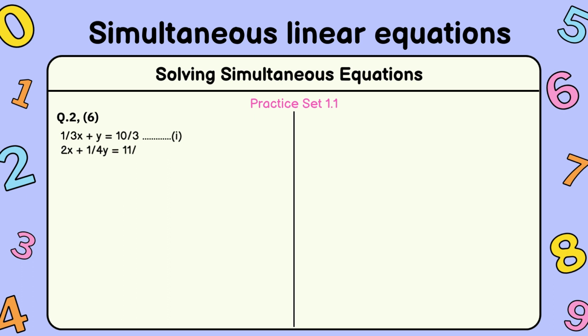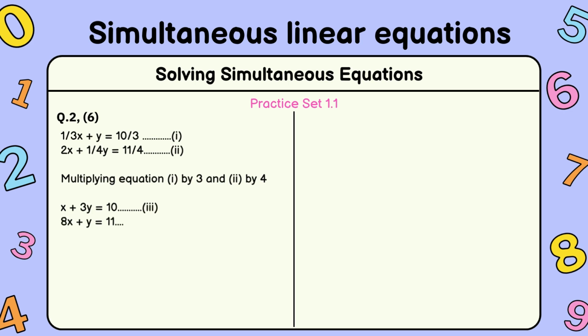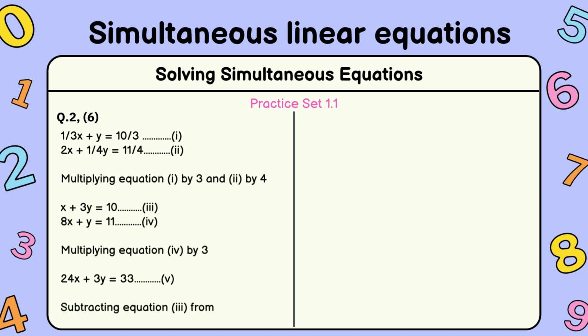And that's our first equation. And the second equation in this will be 2x plus 1 upon 4y is equal to 11 upon 4. Since we want our denominators to be 1, we'll multiply the equation with the number in the denominator. We'll multiply equation 1 by 3 and equation 2 by 4. So our new equations will be x plus 3y is equal to 10. We'll name that as equation 3. And 8x plus y is equal to 11. That is our equation 4.